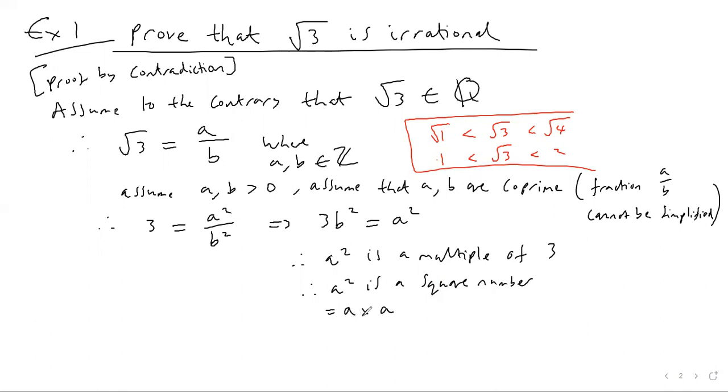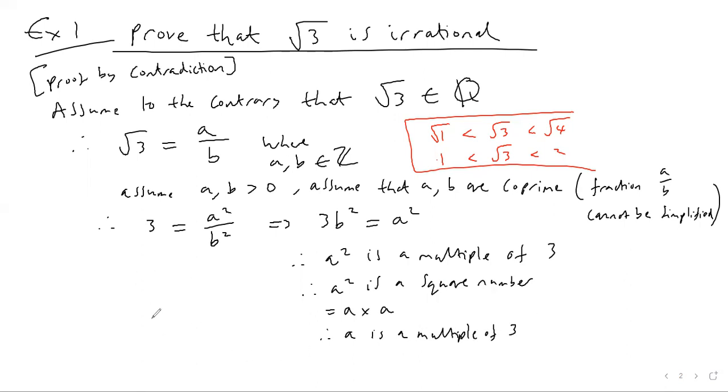So that means one of those numbers must be a multiple of 3, but a times a is a times a, so they both must be a multiple of 3. So therefore a itself is a multiple of 3. So a is a multiple of 3 as well. Okay, so we know that a is a multiple of 3.